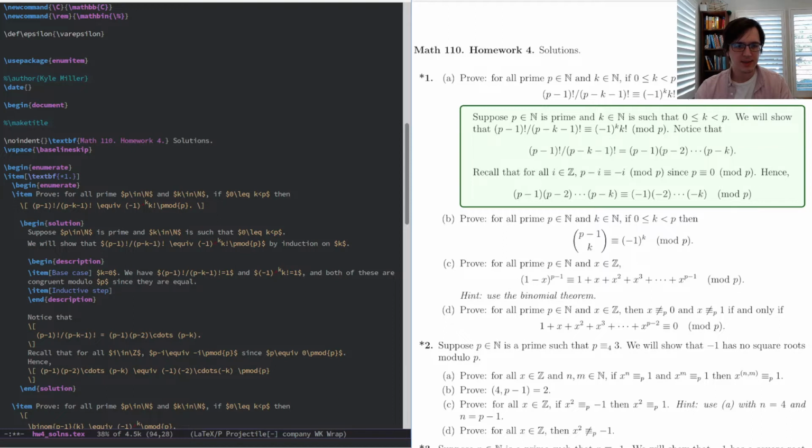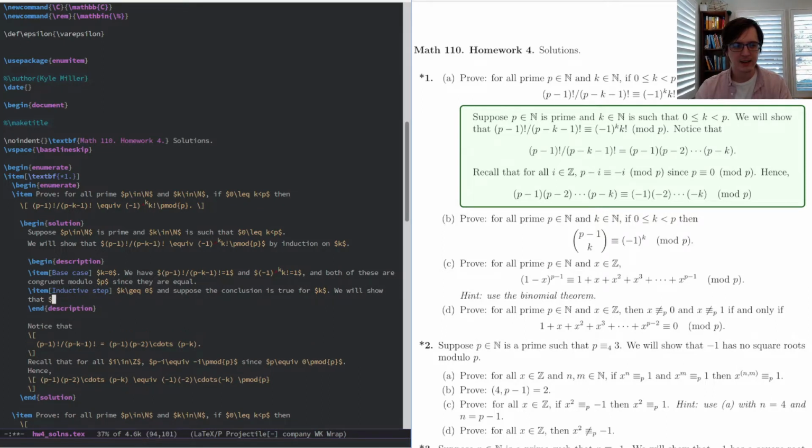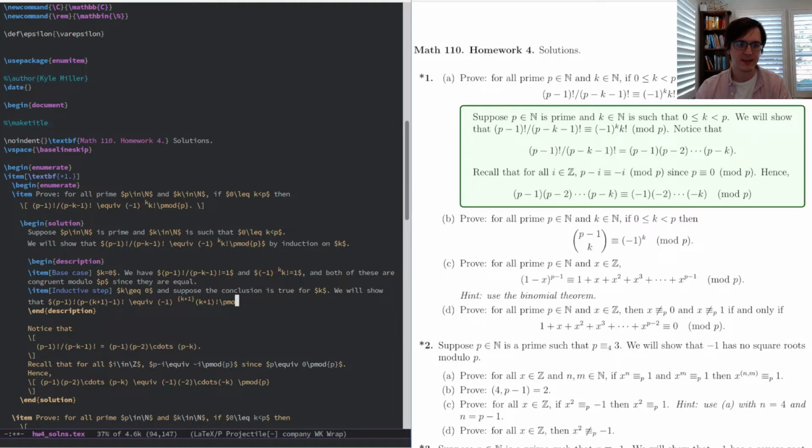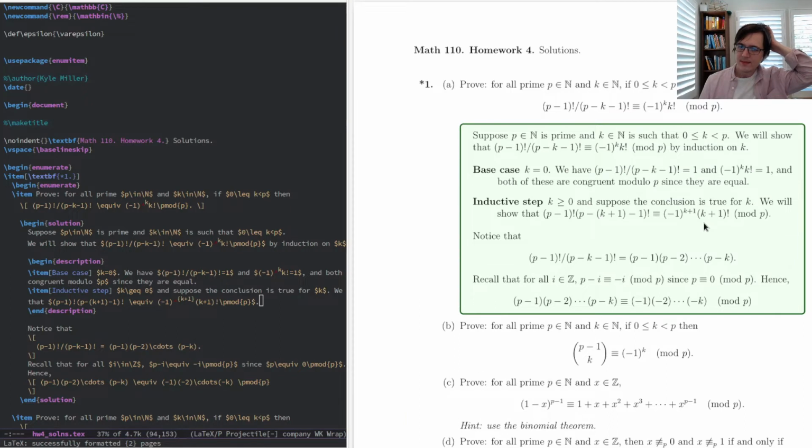So inductive step. So suppose k is greater than or equal to 0, and suppose the conclusion is true for k. We will show that p minus 1 factorial over p minus k plus 1 minus 1 factorial is equivalent to minus 1 to the k plus 1 times k plus 1 factorial. Okay, so that's what we want to show.